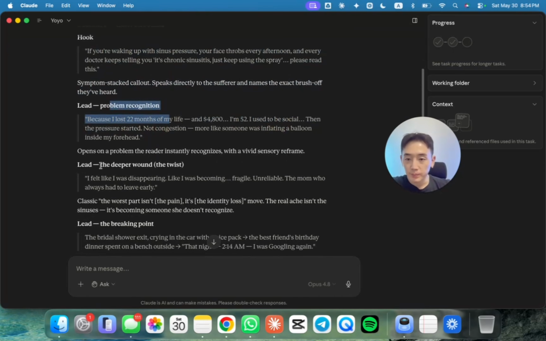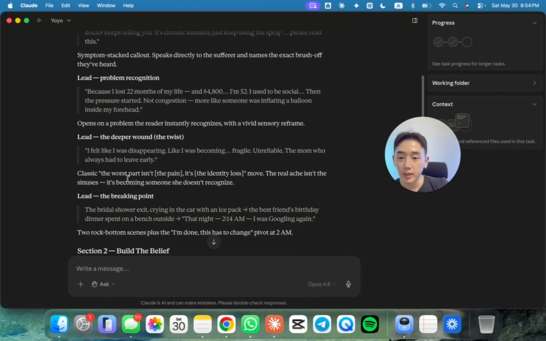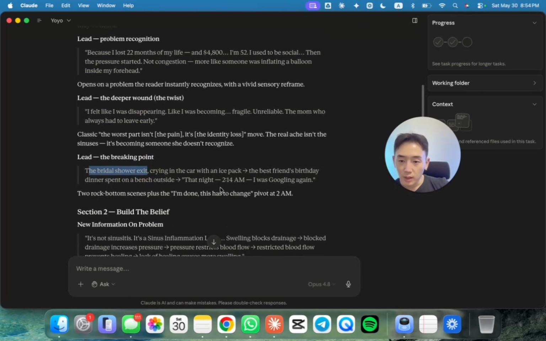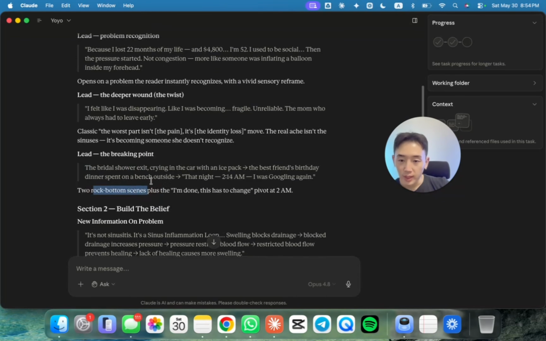Problem recognition. The deeper wound: I felt like I was disappearing, like I was becoming fragile, unreliable. The mom who was always having to leave early. This is a deeper wound. This is something beneath the actual surface layer problem, right, that we were talking about. And then the breaking point: the bridal shower exit, crying in the car with an ice pack. Okay, cool. Two rock bottom scenes. Yeah, they had two rock bottom scenes.